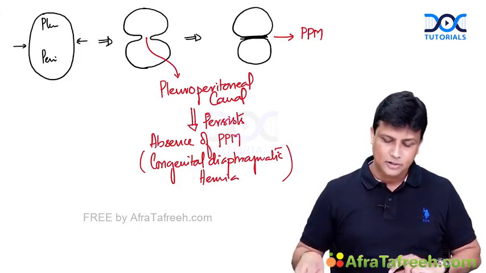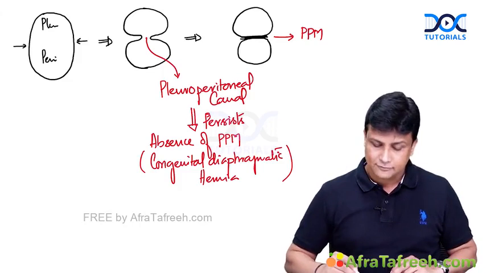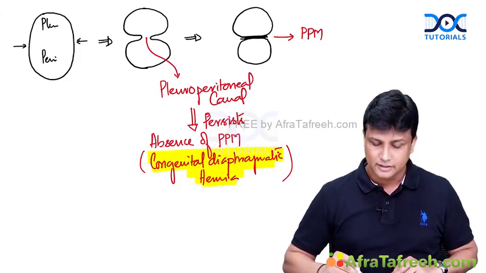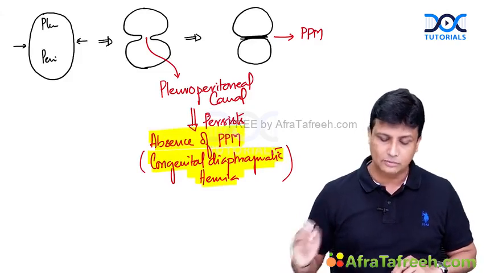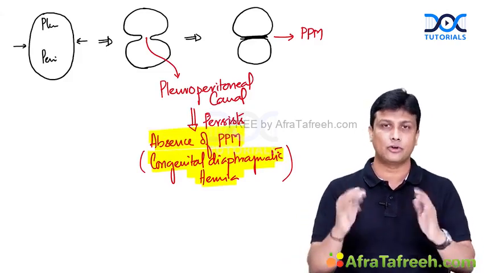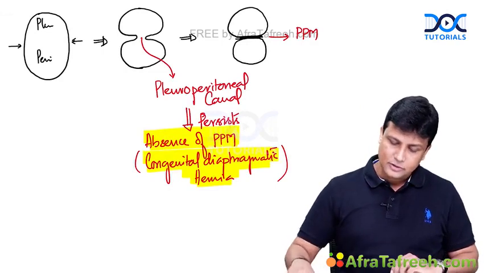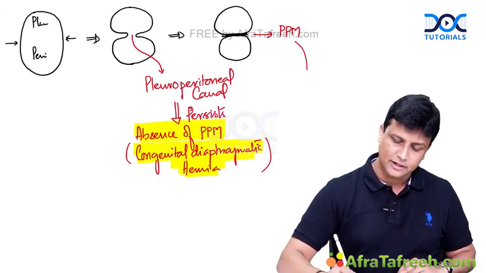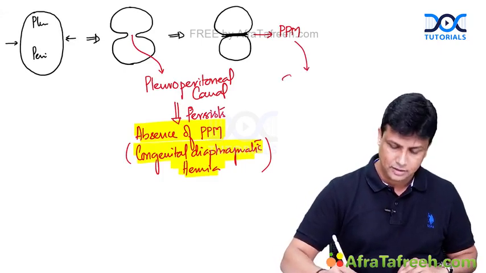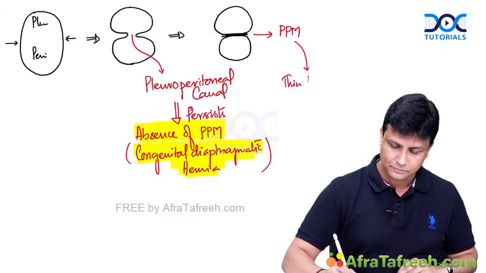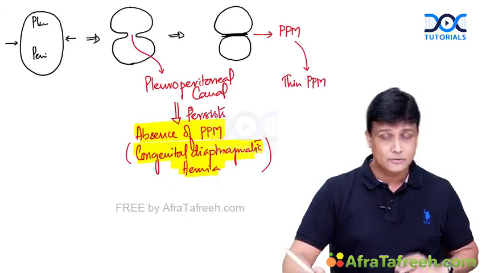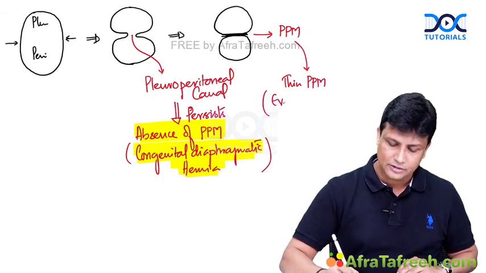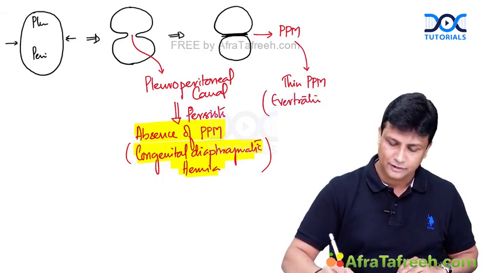Whatever. Here in embryology, my most important thing is, what is the reason for congenital diaphragmatic hernia? The reason for congenital diaphragmatic hernia is absence of pleuroperitoneal membrane. Pleuroperitoneal membrane is not at all formed there. Now, sometimes pleuroperitoneal membrane is formed, but the problem is that it is very thin. And when the pleuroperitoneal membrane is very thin, what is going to happen? There will be eventration of the diaphragm. So, it will lead to a condition that is known as eventration of diaphragm.